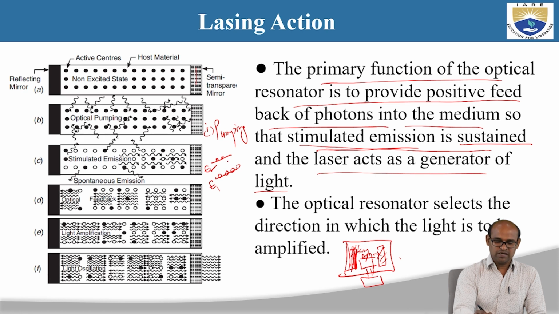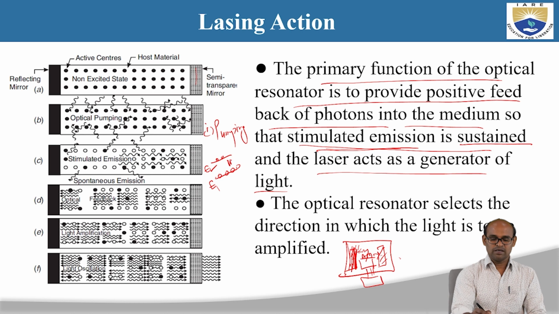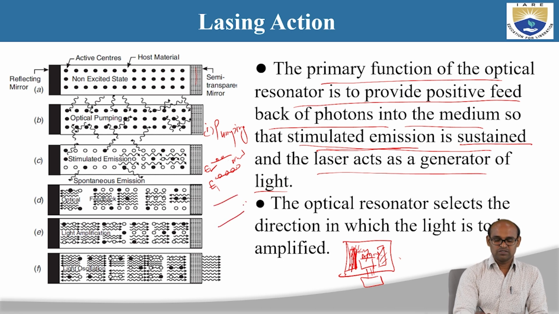This state is actually called the normal state, but we do not want the normal state. We want an inverted state. So how are we going to get this inverted state? We are going to pump, we are going to supply energy. This is E1 and this is E2. All the atoms are in the ground state, and for example only one or two atoms are in the excited state.